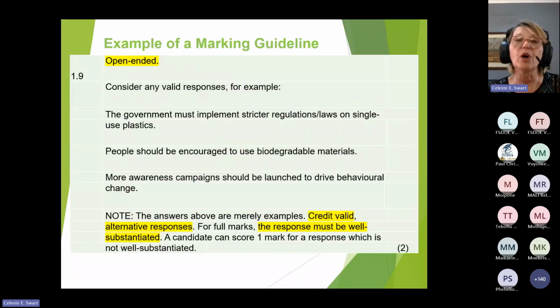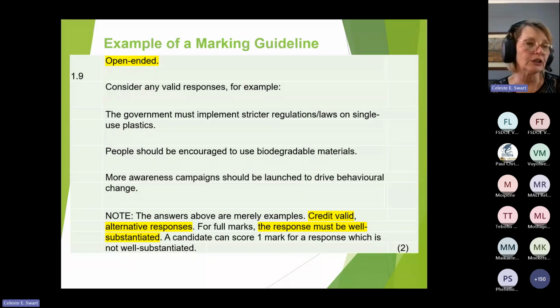I've given you an example of a marking guideline for the simple reason I want you to understand why you get marks. It's open-ended. And you'll see it, they say consider any valid responses. So, for example, they've given you 3 possible responses for 2 marks. But what they want you to do is to remember that they will give you marks for different responses, different answers. And that will only happen if you can explain something, if you can give us a little bit more information, and if you can justify. Justify means I can prove to you why I have given that specific answer.